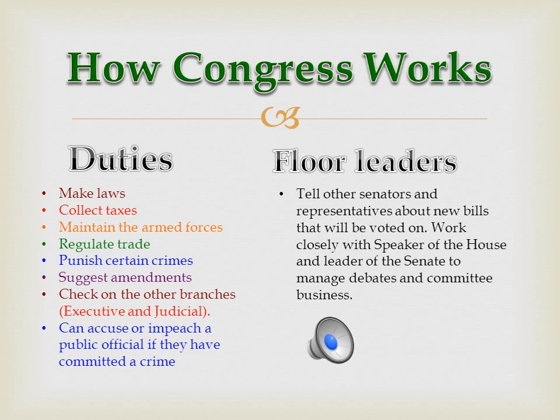Let's move on to floor leaders. Floor leaders tell other senators and representatives about new bills that will be voted on. They work closely with the Speaker of the House. Now, the Speaker of the House is Boehner right now, and that's the majority of the House who votes for him. And then the floor leader also works with the leader of the Senate, which is the Vice President, if you recall. The Vice President is the leader of the Senate, and together they manage debates and committee business.